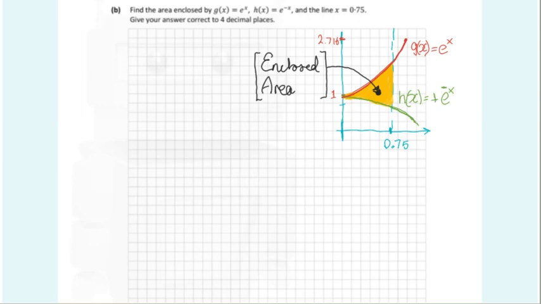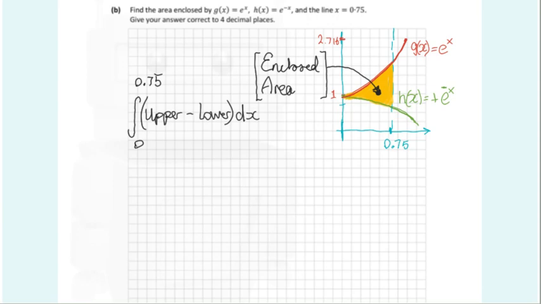Okay, so what we need to do now is to set up the integral. So I'm just going to write a general one. So the integral is going to be the upper function minus the lower between the limits. So we can see the limits there are 0.75 on the right, so we call that b, and then 0 is the lower, a. So upper minus lower for everything.